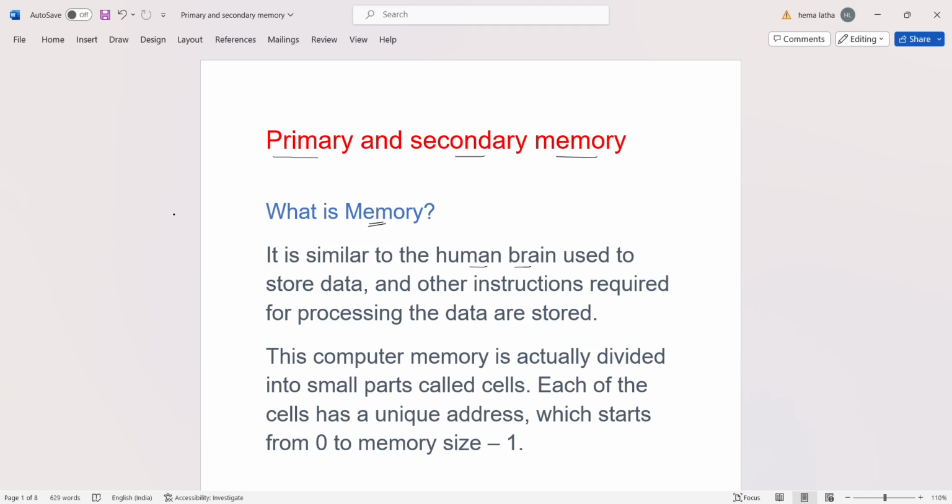The computer memory is actually divided into small cells like this, and each cell will have a unique address also. For example, in the streets of a city, we have houses, right? Each house has its own address. In that way, the cells also have a unique address. So by using that only, we can identify where the information is stored.